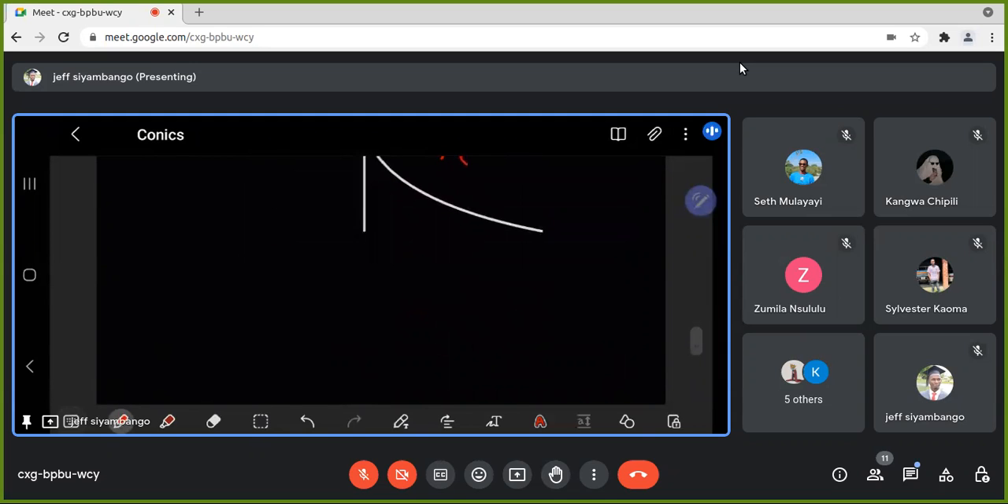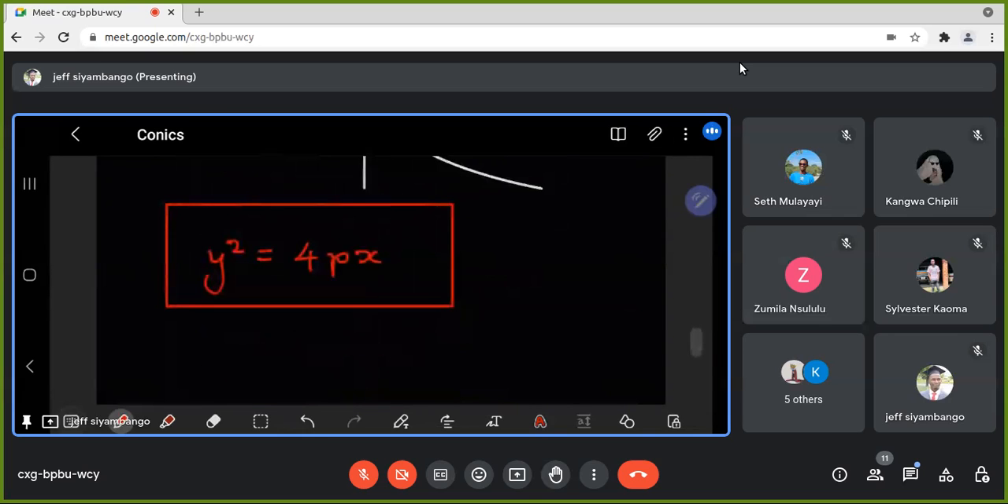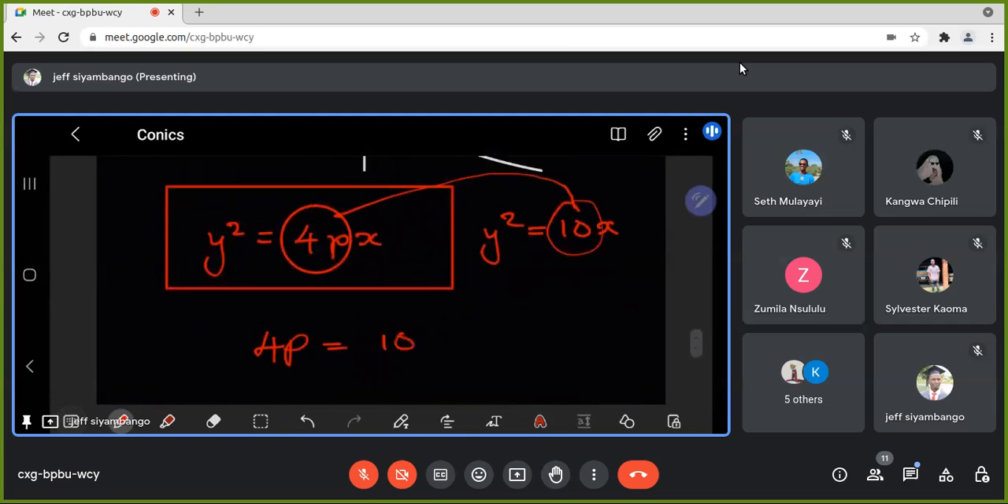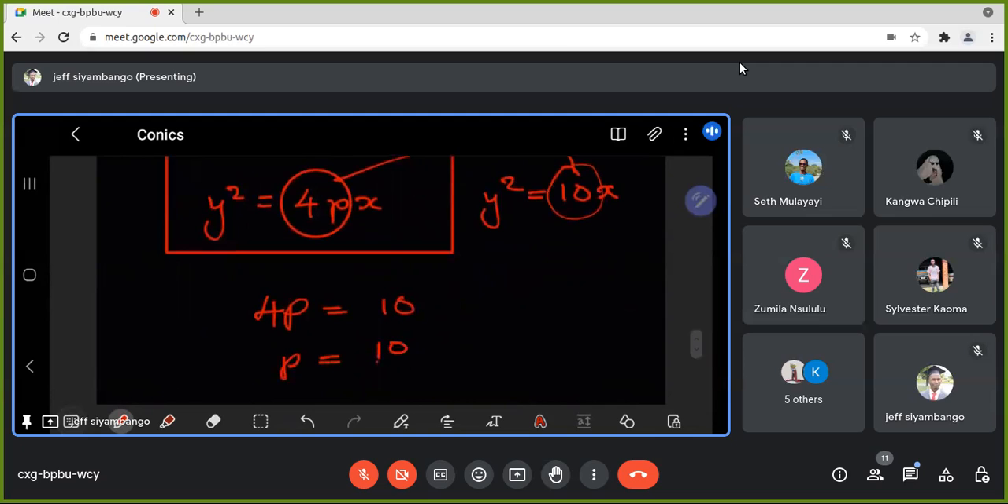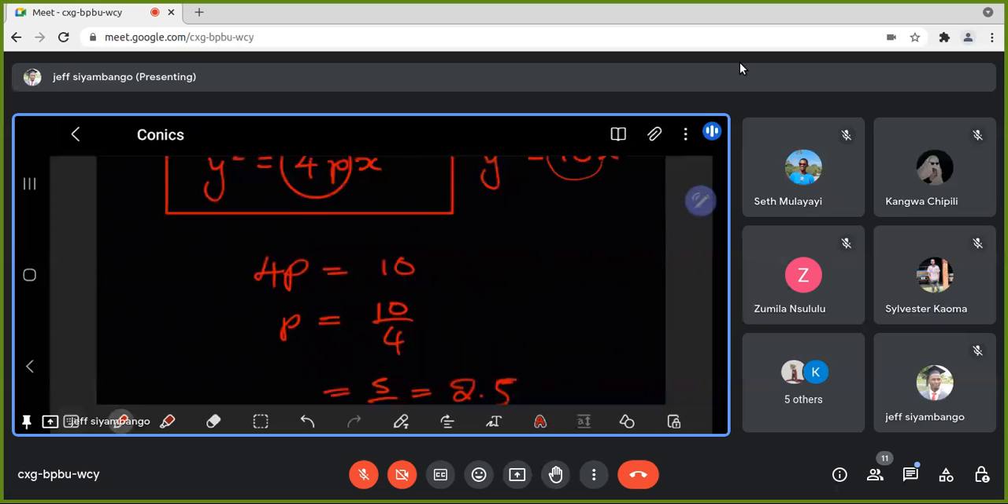Now, we know the standard expression is y squared equals 4px. But what we've been given in this case is y squared equals 10x. What does this imply? It implies that 4p, which is here, must be the same as whatever this 10 is. So 4p has to equal 10, or p has to equal 10 over 4, or 5 over 2, or 2.5. So we now know what p is.